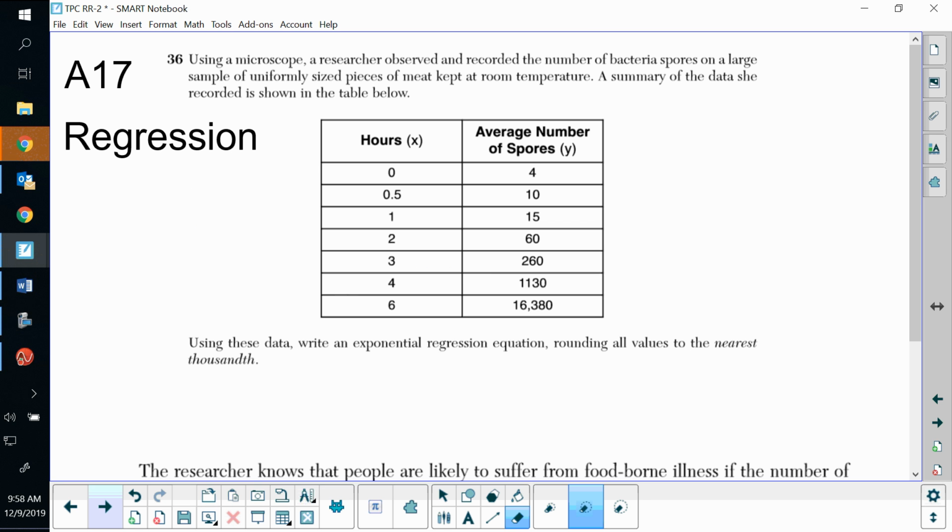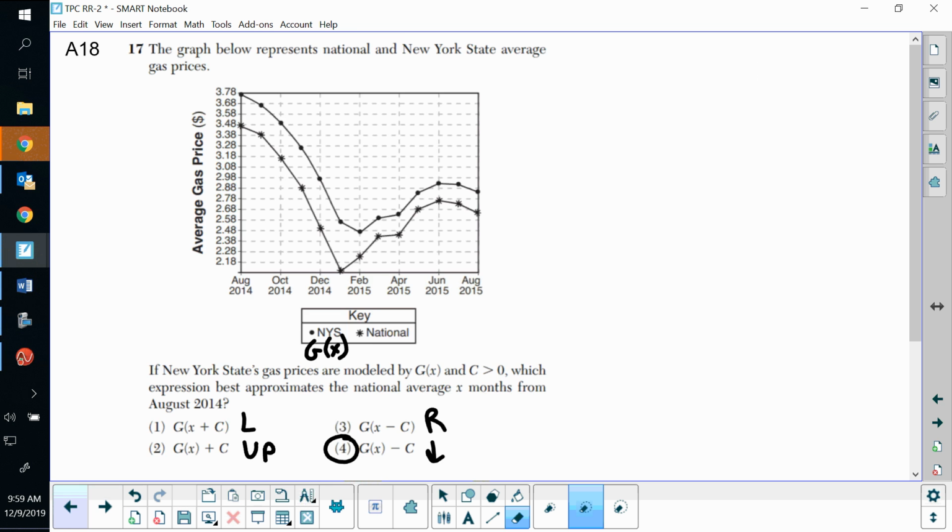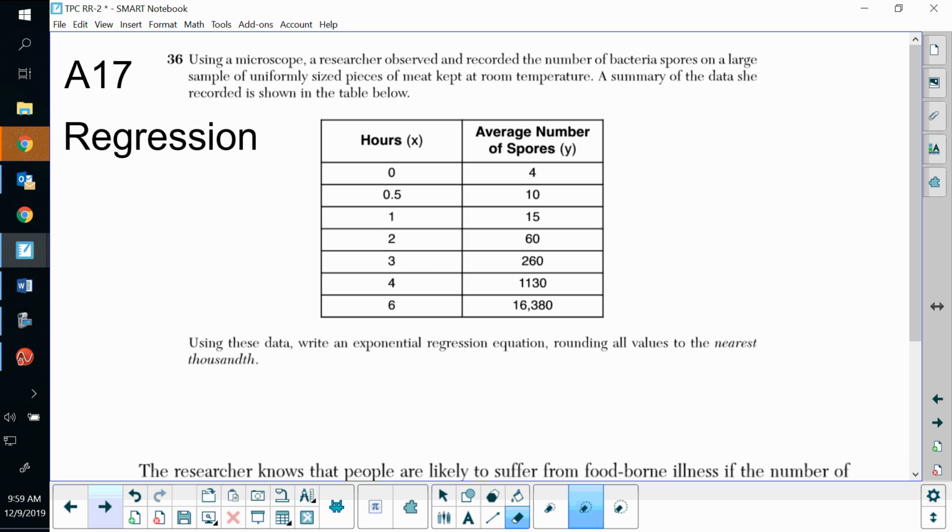All right, last one we're going to go to is August 2017, number 36. So we have to flip backwards some. And we'll give you 30 seconds to get there.